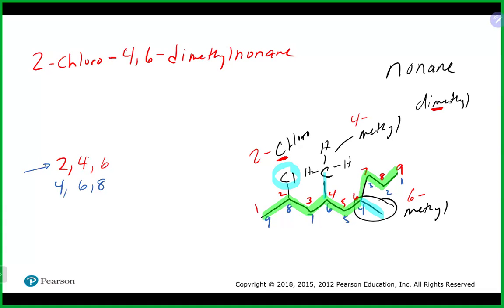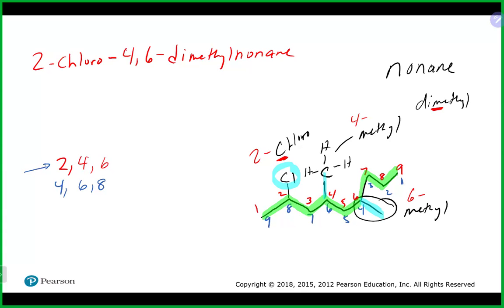It's all about telling people where you can find everything. That's pretty much what the name means. It means if you start in the back, nonane, you have 9 carbons. And if you go to carbon 4 and carbon 6, they both should have a methyl group. And if you go to carbon number 2, there should be a chlorine hanging there. So that's what the naming's all about. It's just really telling everybody location, location, location, where you can find everybody. Any questions on that there?